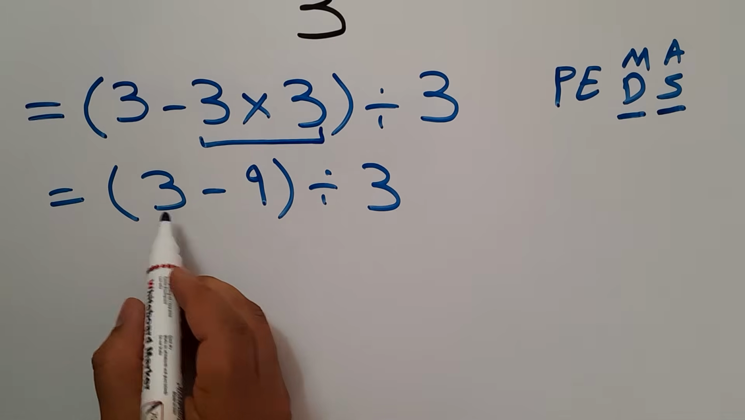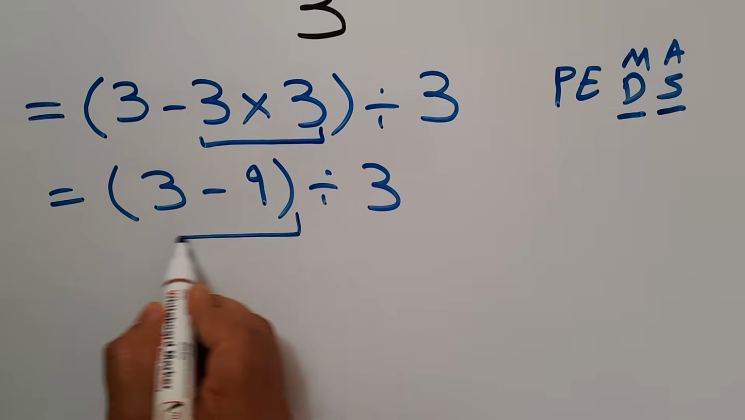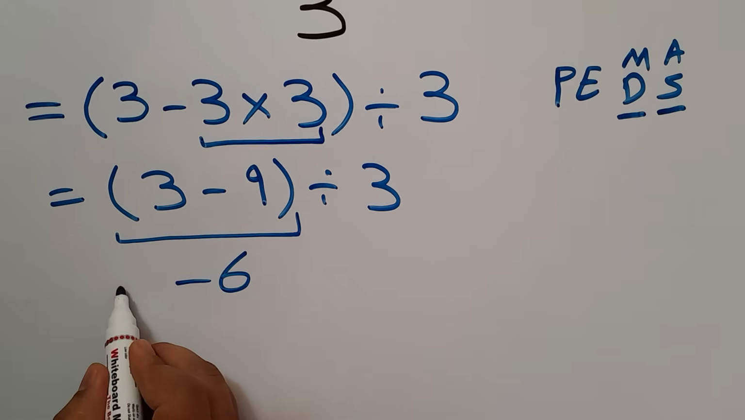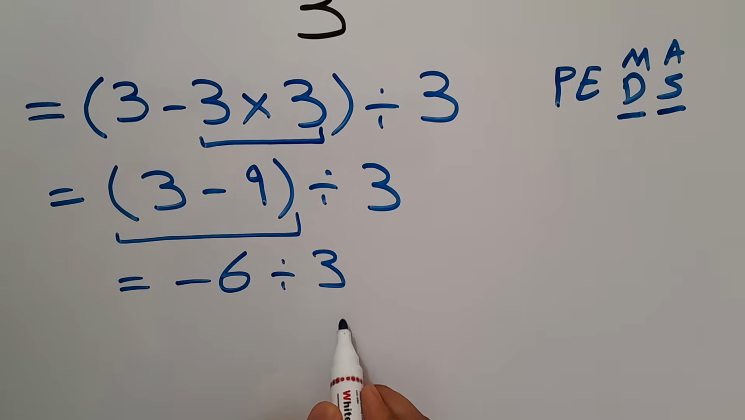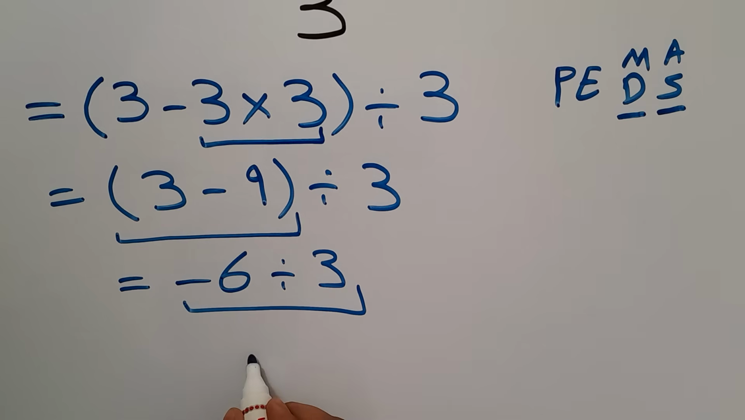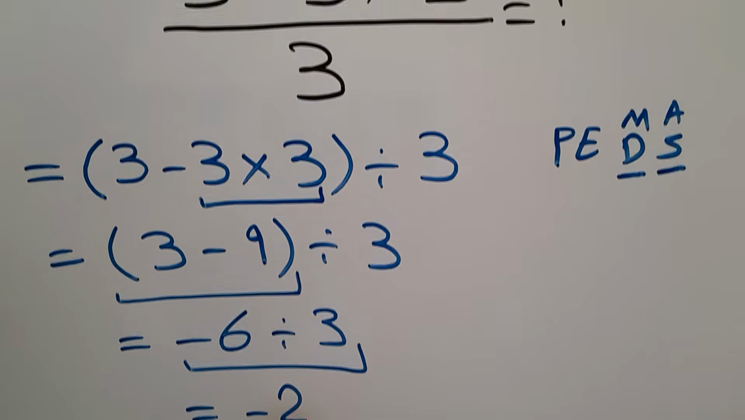Now 3 minus 9 gives us negative 6. So we have negative 6 divided by 3. And this is equal to negative 2. So therefore, our final answer to this problem is just negative 2.